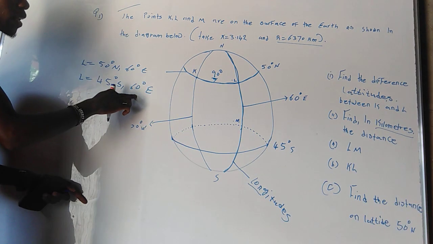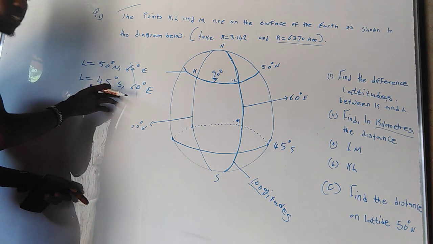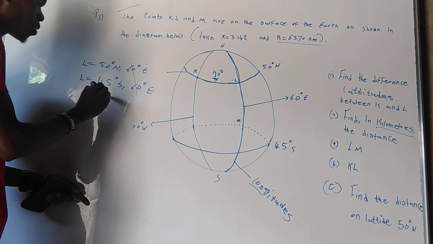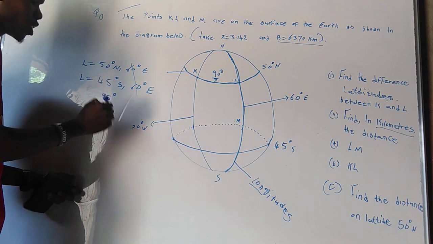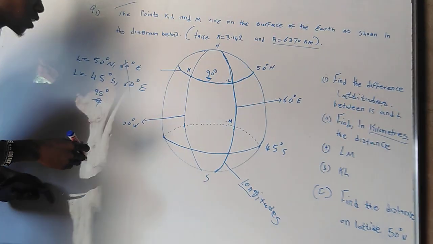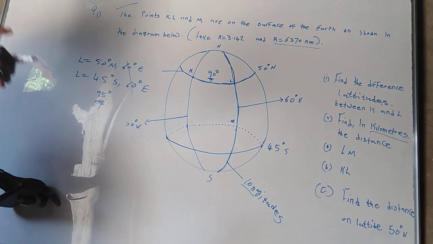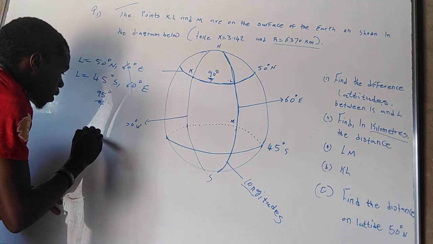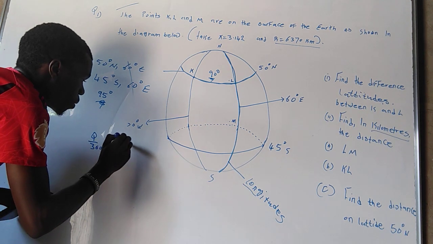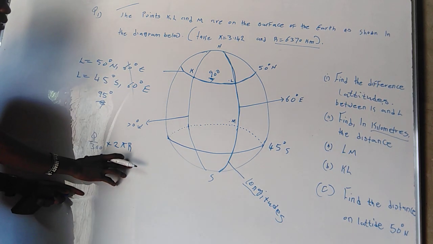So the longitudes cancel. Since the latitudes are on opposite sides, we add these. So 50 plus 45, we're going to have 95. So the angle here is 95 degrees. This is the theta that we are going to use. So now what's our formula? Since this is the longitude, our formula for longitude distance is theta over 360 times 2 pi r. This is our formula.